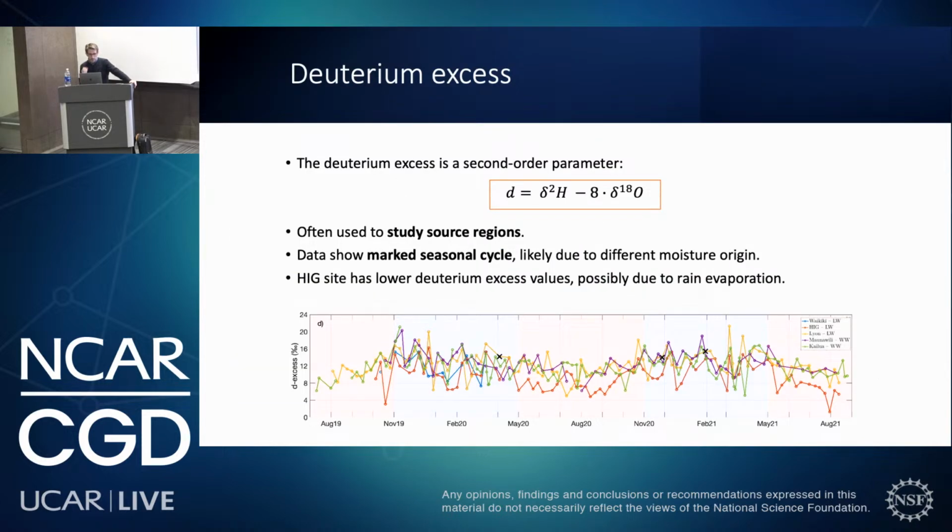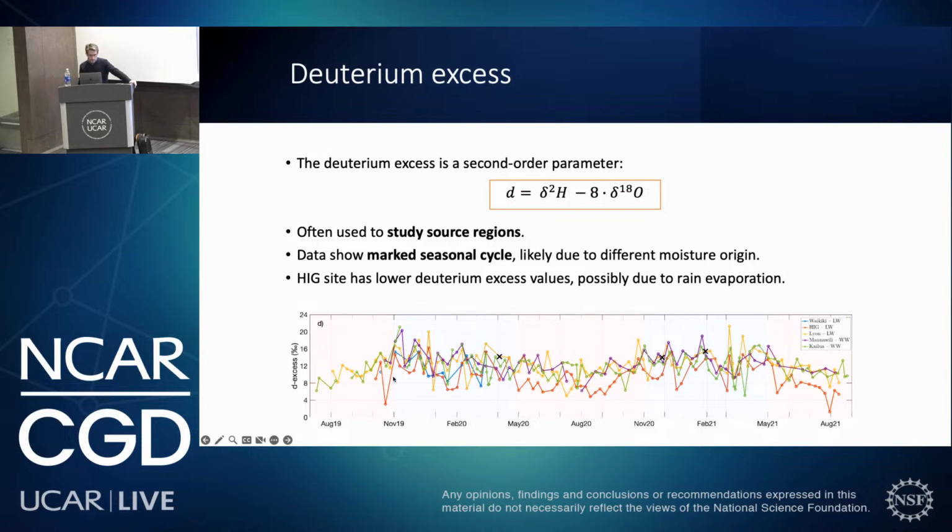Another thing that we measured was the deuterium excess, and this is a second order parameter that is often used to study the source region of the water parcels. And here I'm showing the time series again for deuterium excess for all the different sites. And these show pretty distinct seasonal cycles with higher values during the winter and lower values during summer.